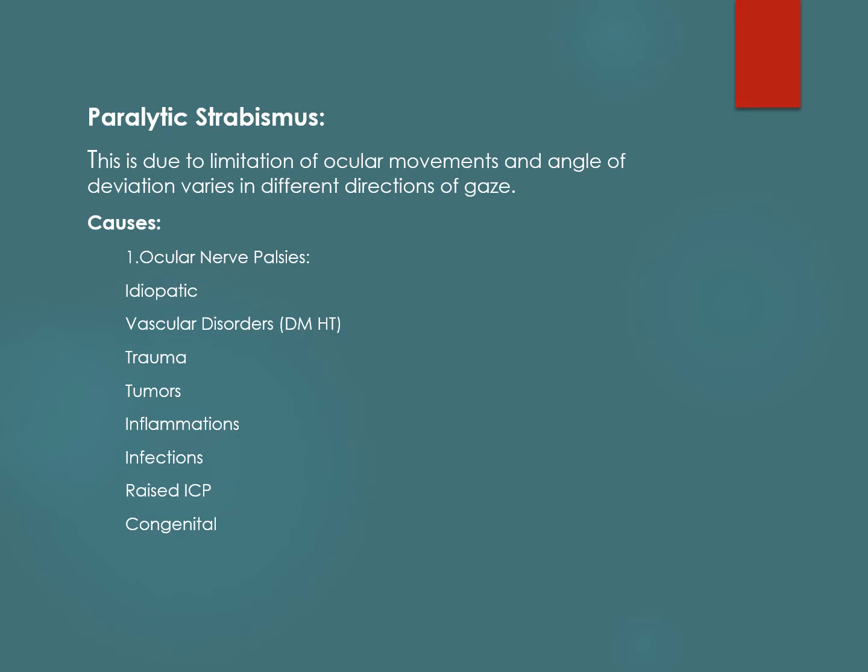Ocular nerve palsies, the causes may include number one, idiopathic. This is the major part. More than 50% of the cases are idiopathic. Then is vascular disorders, diabetes mellitus, and hypertension. This is the next most common cause of ocular nerve palsies. Then there is trauma, tumors, inflammations, infections, raised intracranial pressure, or congenital.